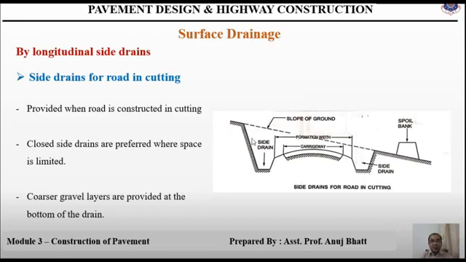Here you can see in the figure that this is the original embankment and this pavement is constructed in the cutting area. So at that moment the closed type of drains are preferred, so that here at the two sides it can be applied for either two sides or a single side. So here the side drains are provided on both sides, and for such a pattern, coarse gravel layers are provided at the bottom of the drains. So this is the method of subsurface drainage by providing the side drains for a road in cutting.